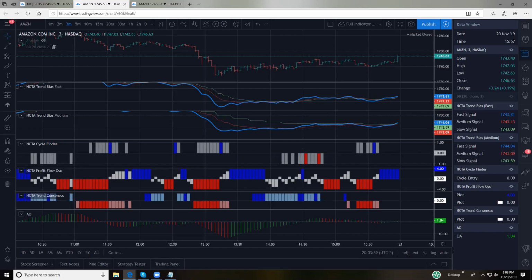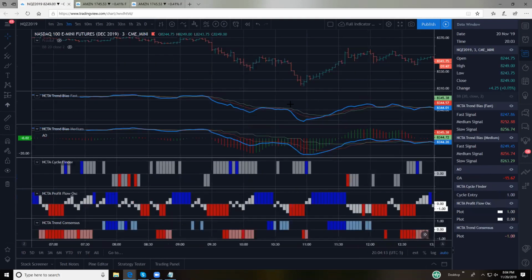I'm guessing here, but I know we've already had some people ask, those with pro accounts on TradingView can have up to 5 indicators on your chart at a time. You get 10 indicators with Pro Plus. So you can upgrade obviously and have that many indicators. If you do not want to upgrade but still want to have all of the indicators on your chart at the same time, which right now we're showing 6 indicators, the 2 trend bias, the cycle finder, oscillator, trend consensus, and the AO, you can have 1 or 2 or 3 on a different chart.